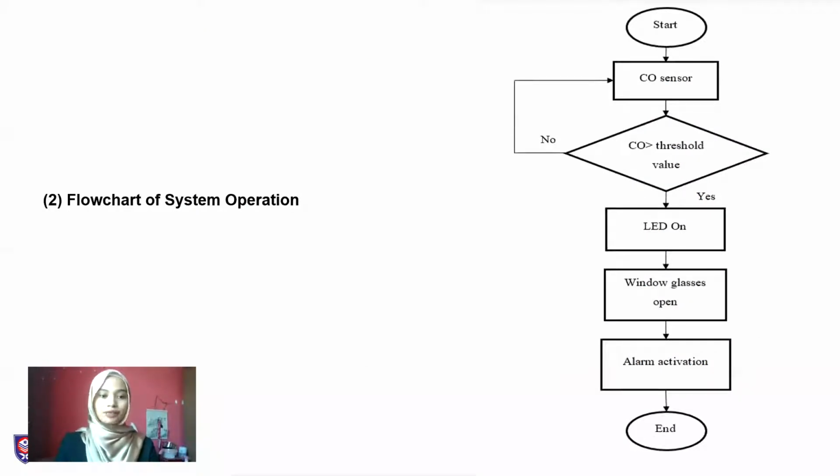Next, here is the flow chart of the system operation. When the carbon monoxide sensor detects carbon monoxide, and the gas reaches the threshold value, which is 10 ppm, the system will produce output by lighting up the LED, automatically rolling down the window, and activating the alarm. The alarm activation is to awaken the occupant if they are asleep or having a rest in the car.